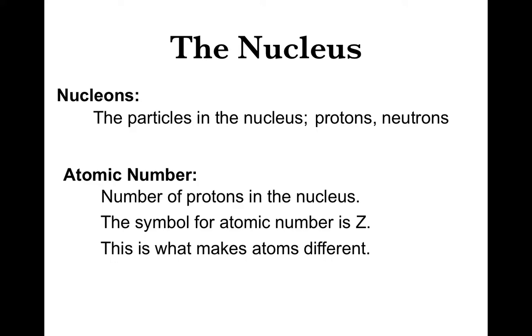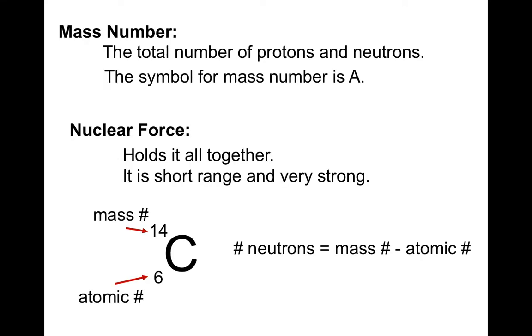The other thing to remember about the atomic number is that this is what makes the atoms different. The number of protons in the nucleus makes the atom that atom. The other thing you need to remember is the mass number. The mass number is the total number of protons plus neutrons. The symbol for mass number is a capital A. So again, in just a generic atom that you're looking at, the mass number would be a capital A, kind of a placeholder.